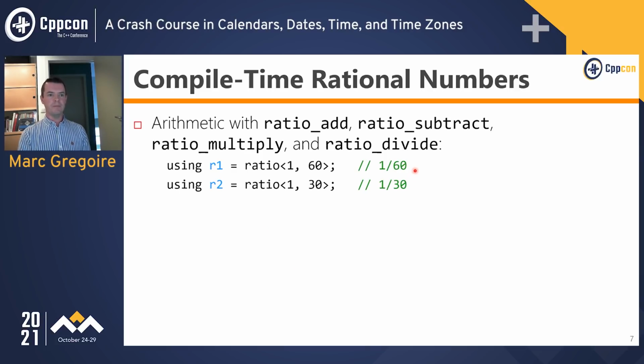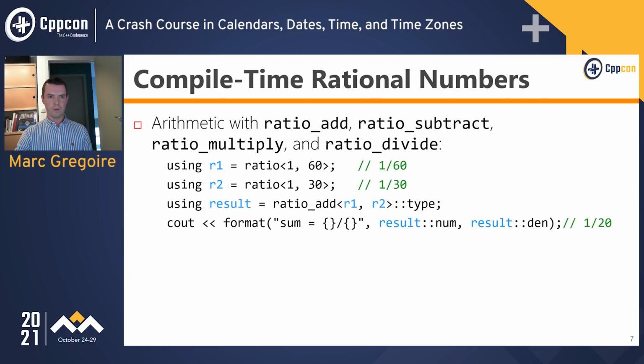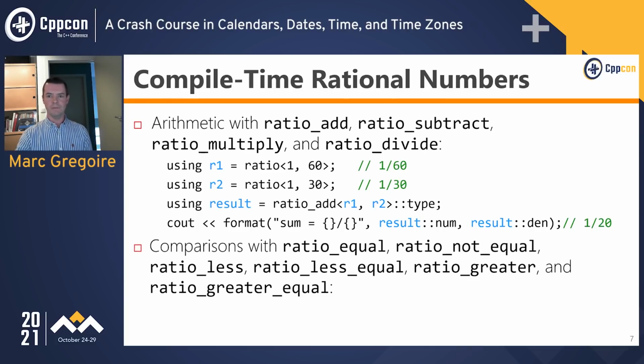Let's look at an example. Here I am defining 2 rational numbers, R1 and R2. R1 represents 1/60, R2 represents 1/30. Then I can add these two together using the ratio_add template, which has a type member, which represents the resulting type of this addition. We store it in result. When we output the numerator and denominator of this result, you will see that we get 1/20. It's 1/20 because, as I mentioned before, a compile time rational number always stores its representation in a normalized way.